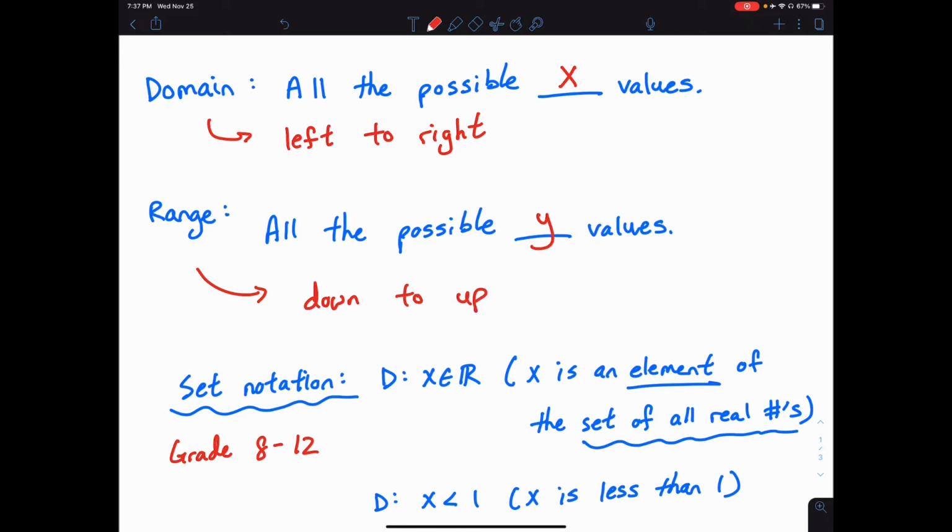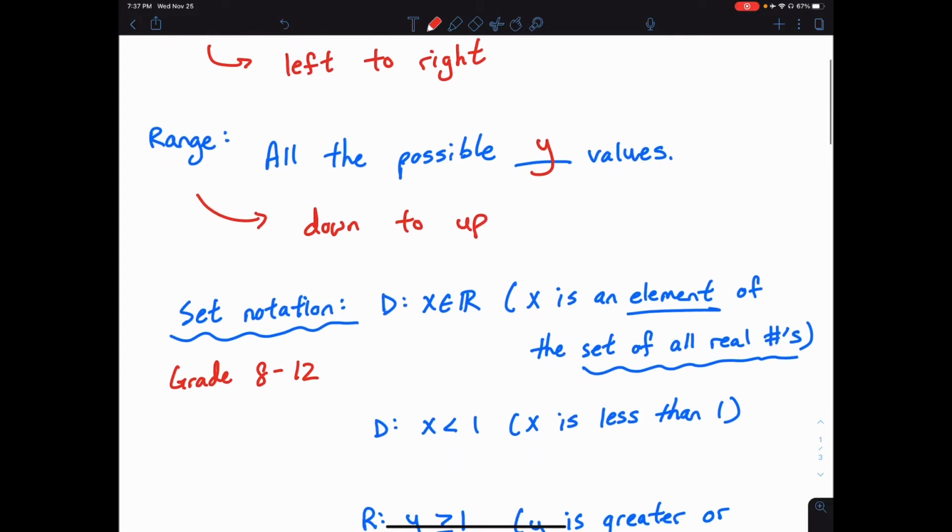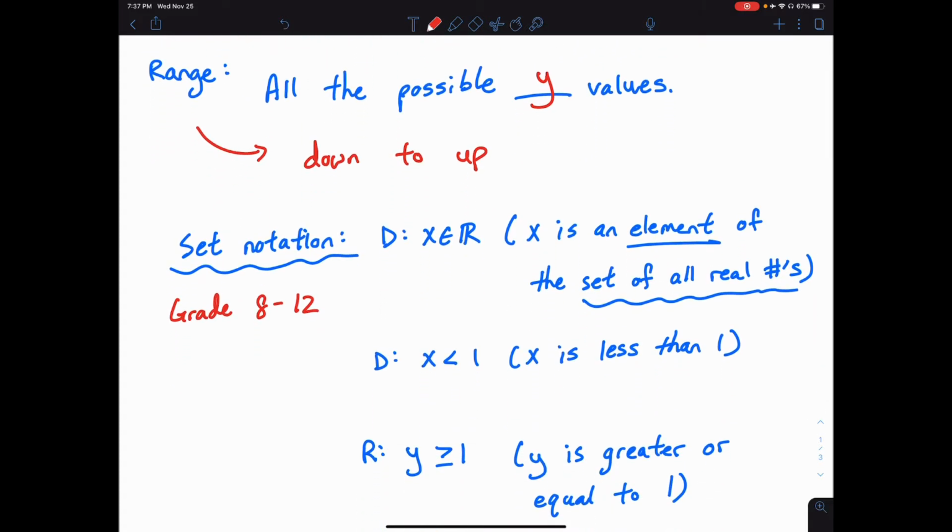And we normally use set notation, and this is the type of notation you will be using from grades 8 to 12. So let's take a look at some examples. The first one here is probably one of the most common ones you will see, where D for domain is given by x ∈ ℝ, where this ∈ is kind of like a rounded capital E, and the ℝ is a capital R with a line behind it. So we read it as x is an element, so that's what the rounded E stands for, of the set of all real numbers. And that is what the capital R with a line behind it is. That means set of all real numbers. That is the notation that we use.